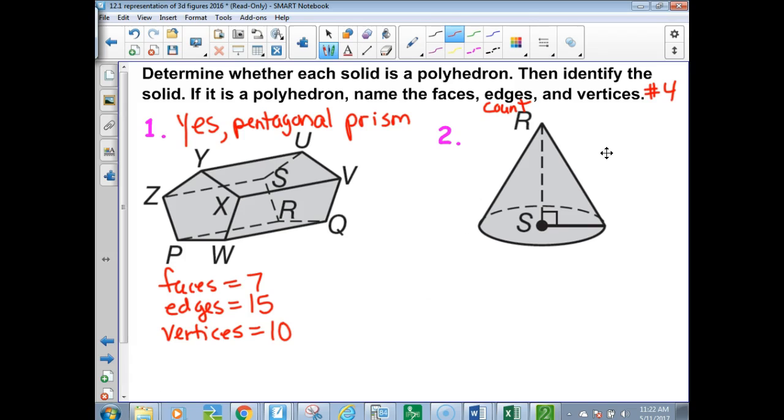All right, number 2 is not a polyhedron, so we don't name them. It is a cone. It's not a polyhedron, it is a cone. We do not have to name the faces and edges. I could tell you what it looks like opened up.